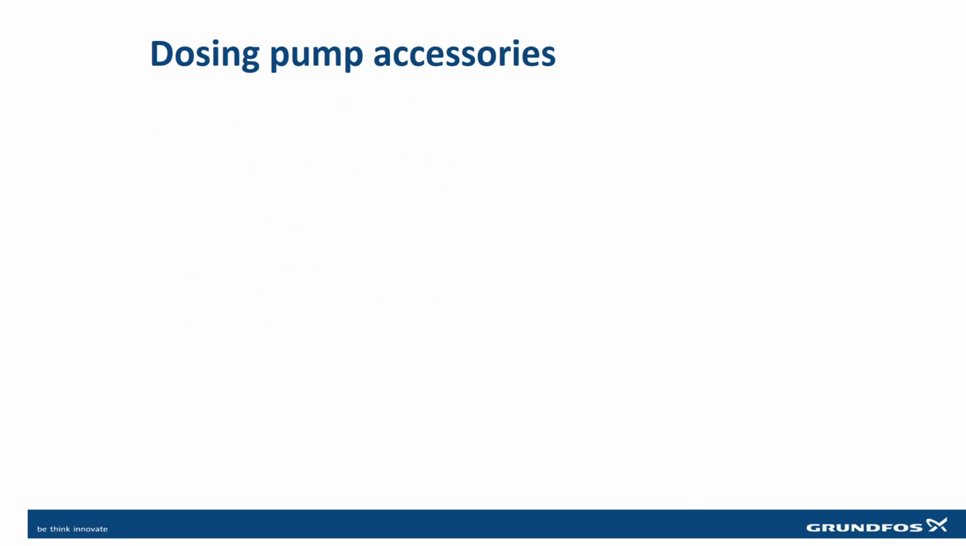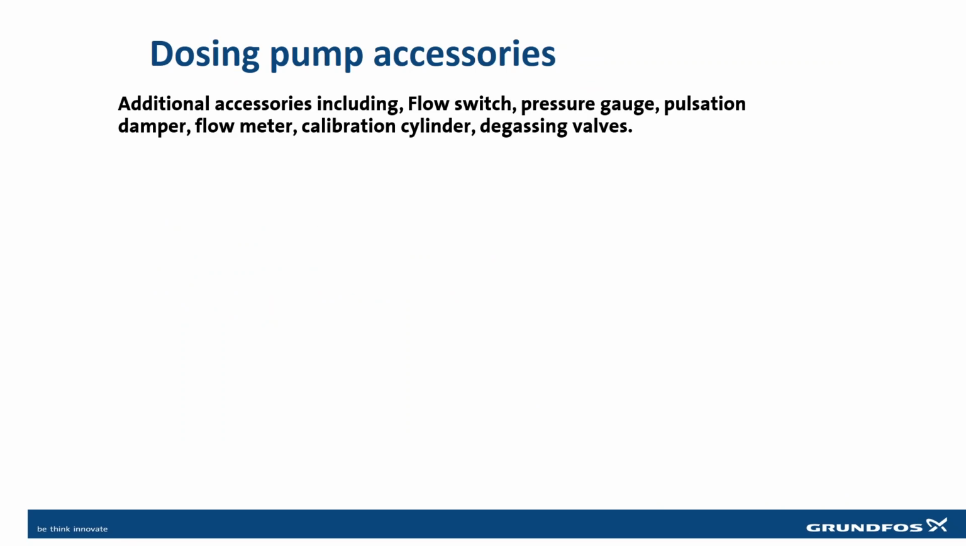A few other things to consider are pump dosing accessories. If we're going to make a dosing system, pump by itself, we have to get the chemical from the drum to the pump, from the pump to the injection point. We certainly need to look at various accessories that might be required. So things like a flow switch, perhaps to be able to turn the pump on or off, automate the process.